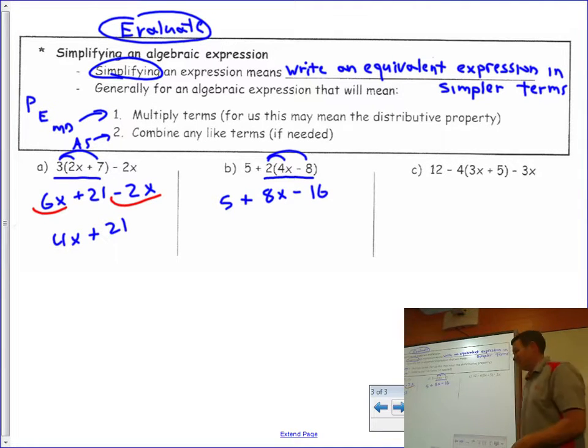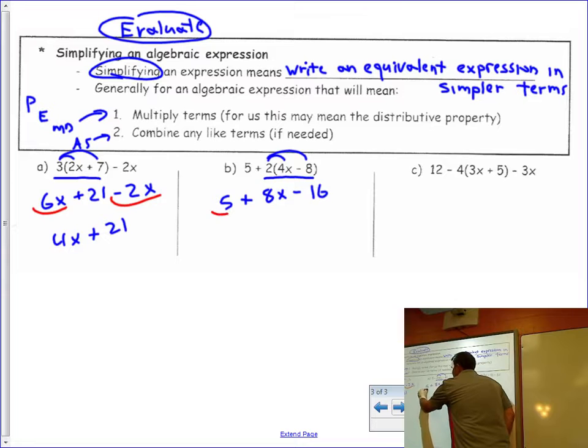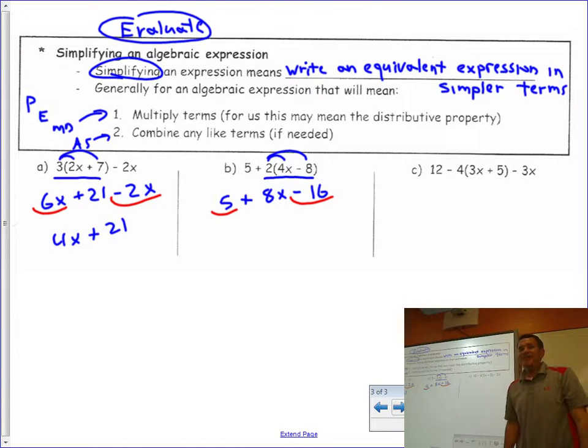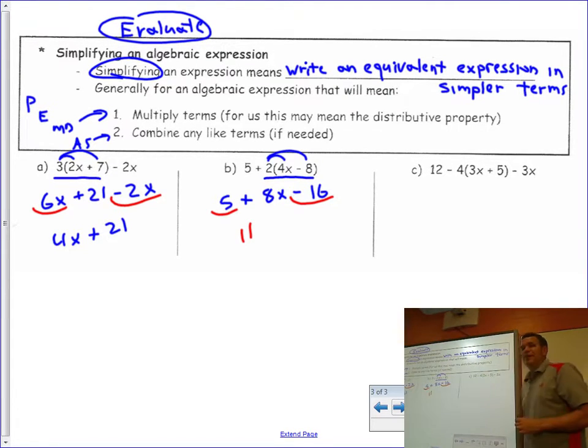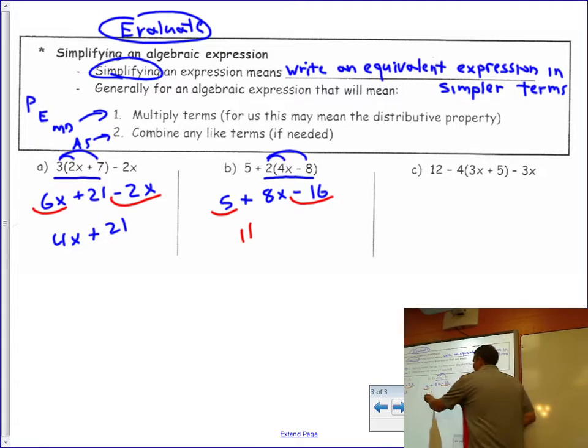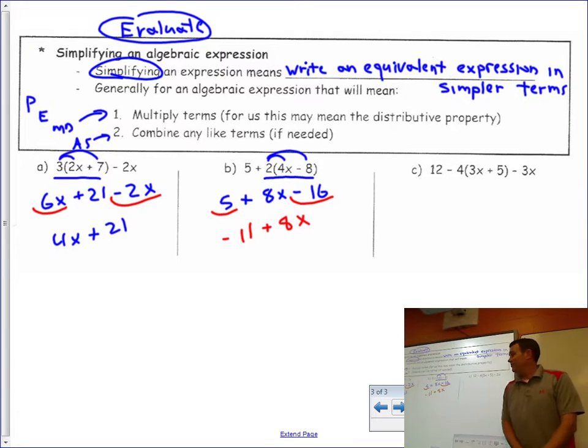Now I'm ready to combine my like terms. Of course, my like terms are the 5 and the negative 16. Those guys can be combined. Let's see. They had different signs, so I would not add them together. I would subtract them. And when you subtract 16 and 5, you get 11. And 16 is the bigger number, so he gets to put his sign on the answer. Negative 11. The plus 8x has nobody to combine with, so we're just going to leave it plus 8x. My final result is negative 11 plus 8x.